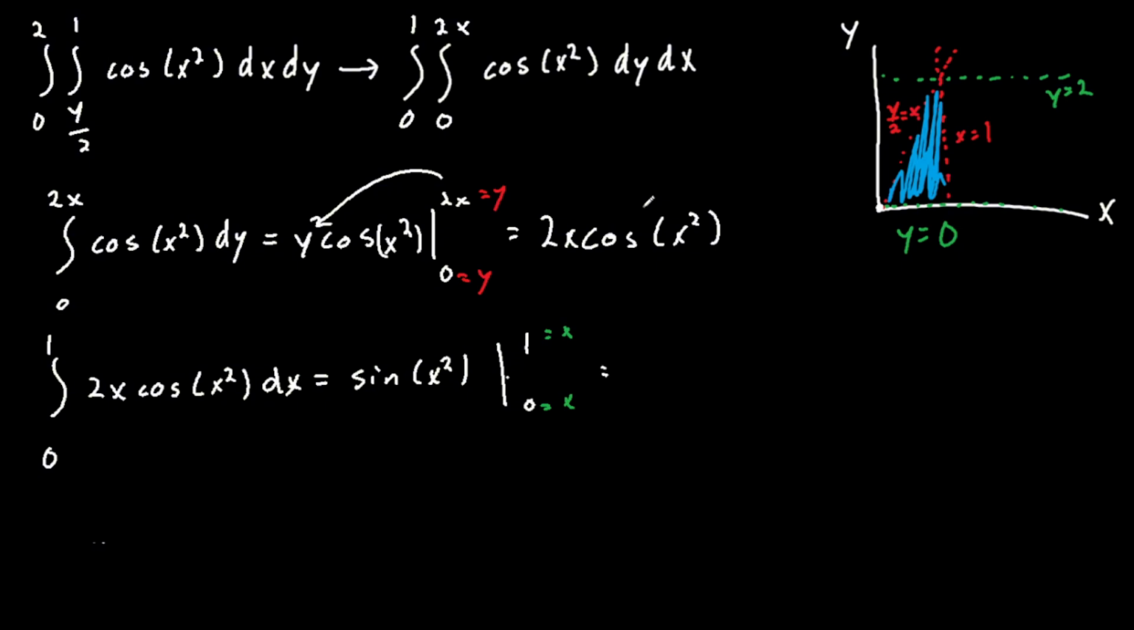And then if you plug in all your values, you get sine of 1 minus sine of 0. And this is just equivalent to sine of 1, because sine of 0 is just 0. That's your answer. This is your area, I think it's probably in radians. I don't know, 1 radian, for the area of this triangle.